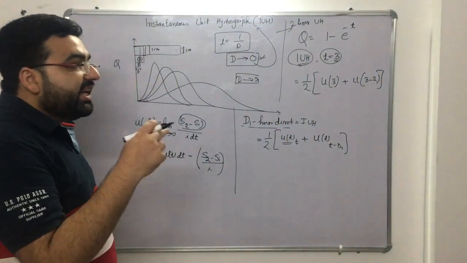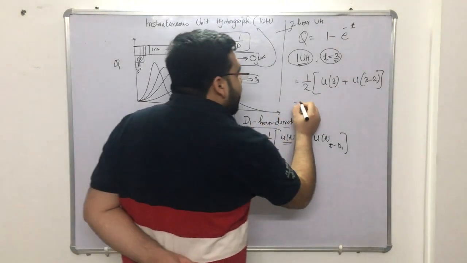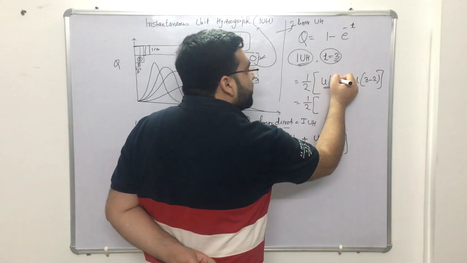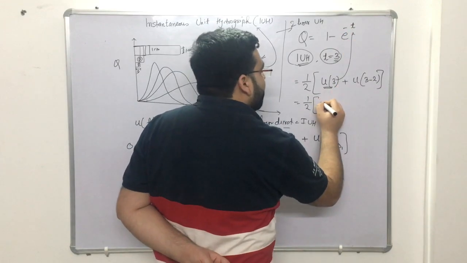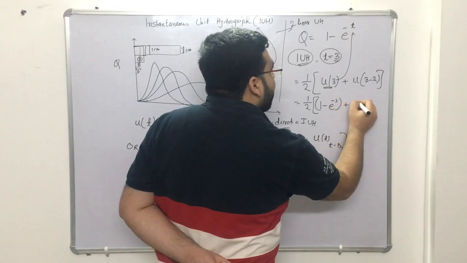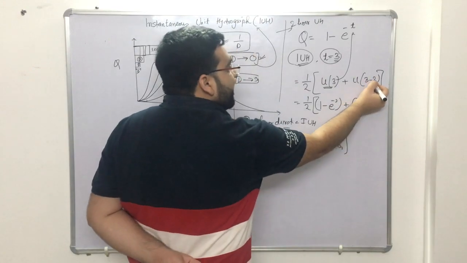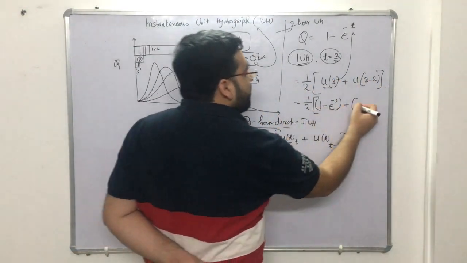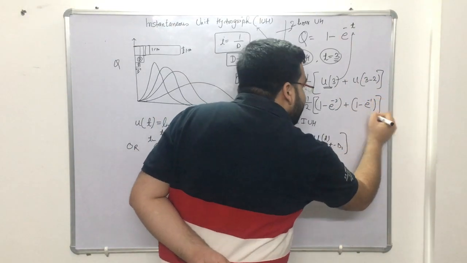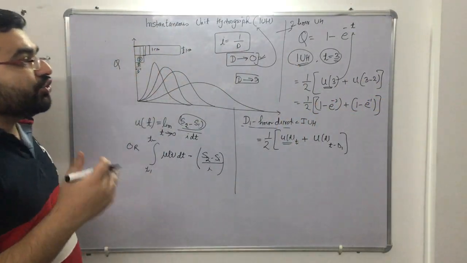What is your d? d is your 2. Now it will be equal to half of u3 plus u1. So you put 3 in the function: 1 minus e raised to the power minus 3, plus u1. This is 3 minus 2, which will be 1, so 1 minus e raised to the power minus 1. So that is how you calculate the instantaneous unit hydrograph.